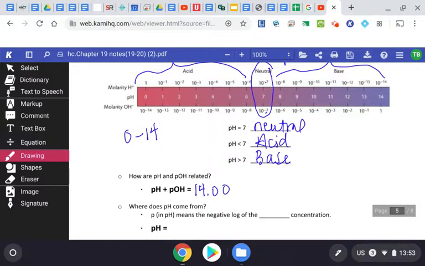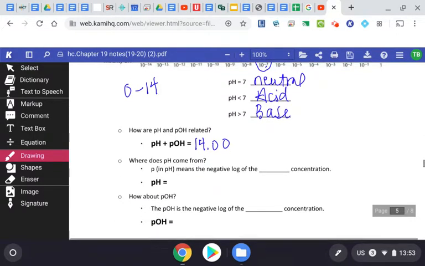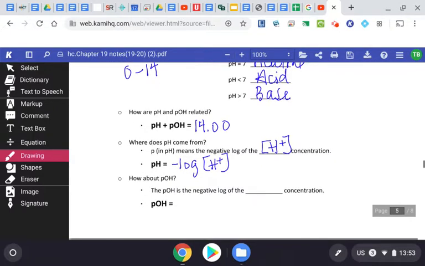Where does pH come from? Well, the P in pH stands for the negative log of the hydrogen ion concentration. So this is how you're going to calculate pH values. pH is minus log of the hydrogen ion concentration. How about pOH? Well, the pOH is the negative log of the hydroxide ion concentration. That's why it's called pOH instead. So pOH is going to be minus the log of the hydroxide ion concentration.